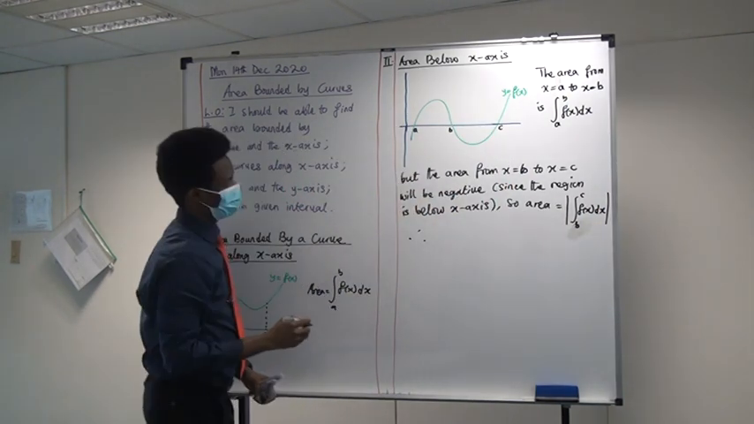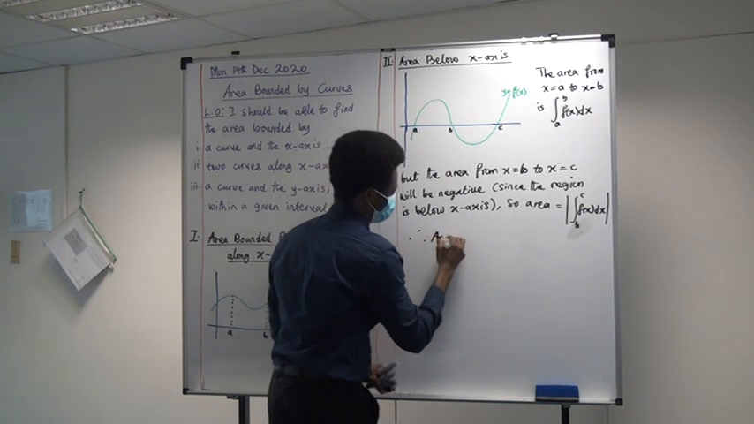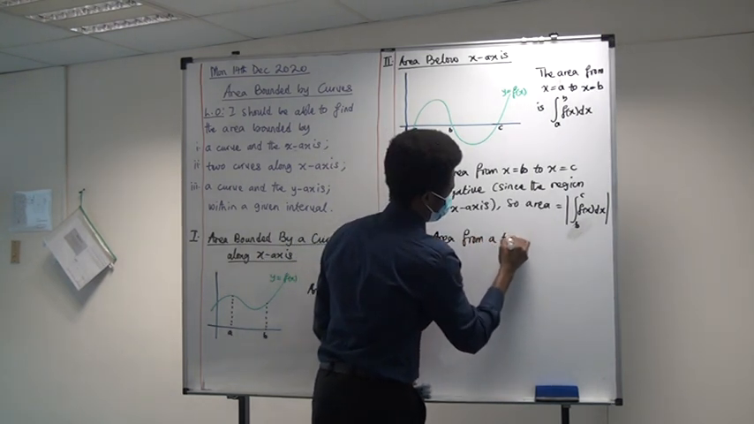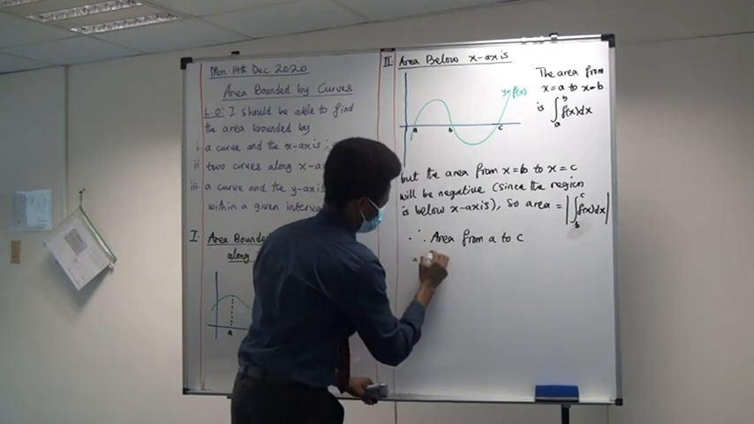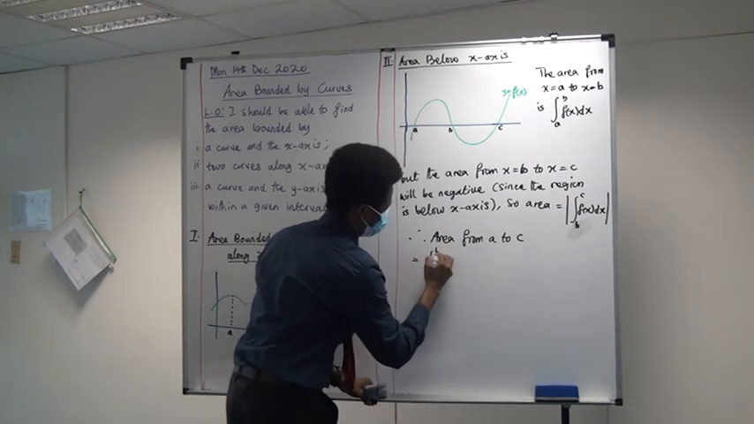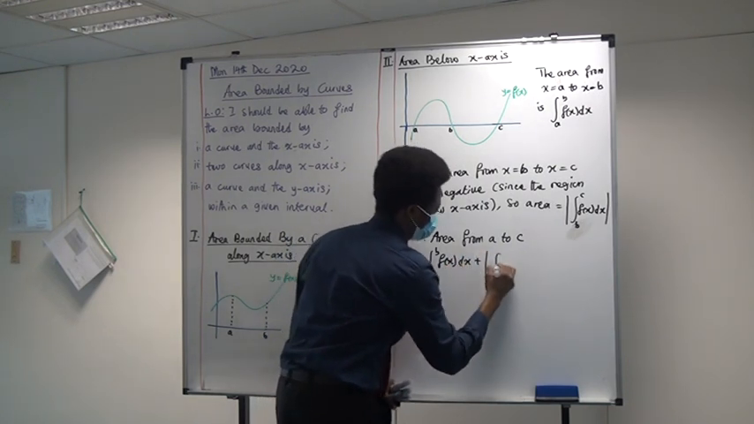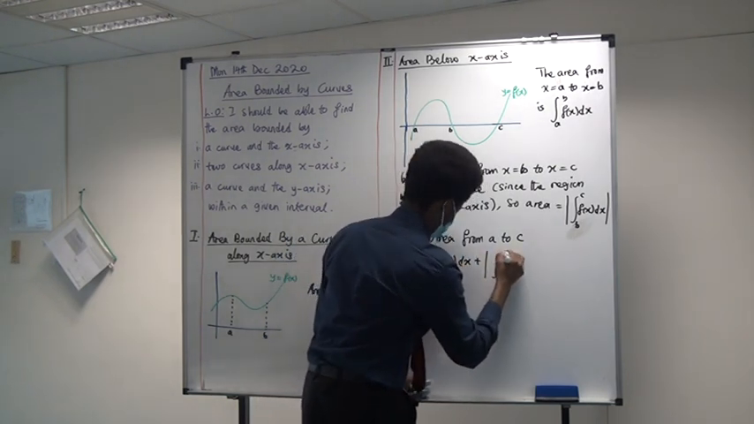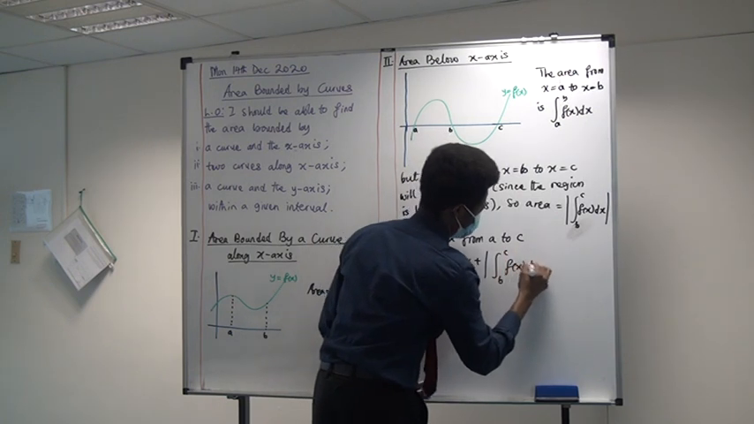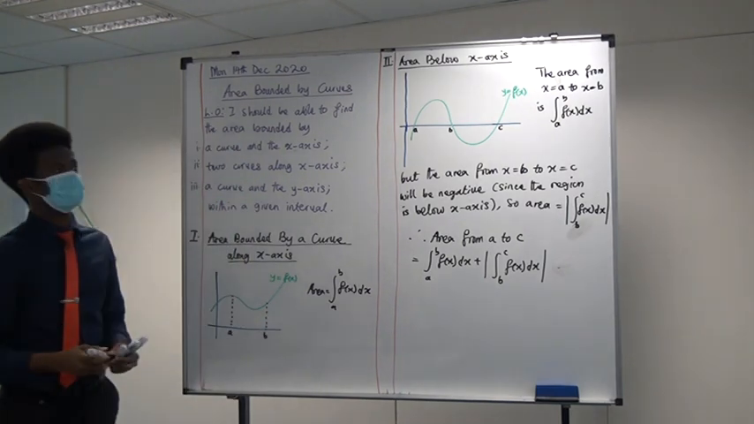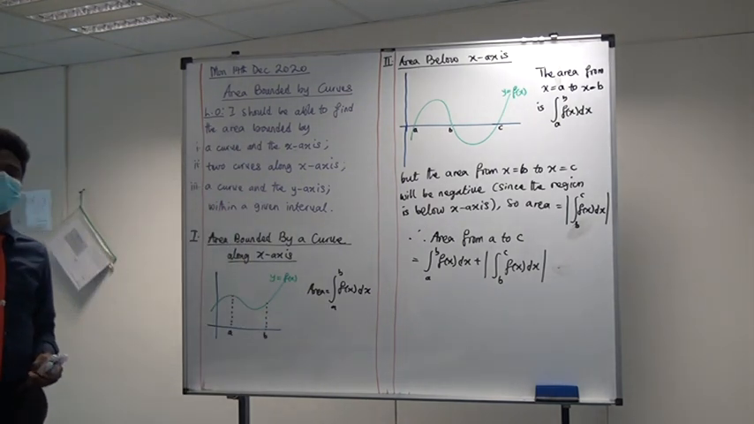Therefore, the area from A to C will simply be the integral from A to B of f of x dx plus the absolute value of the integral from B to C of f of x dx. You must have noticed this also in your investigation.